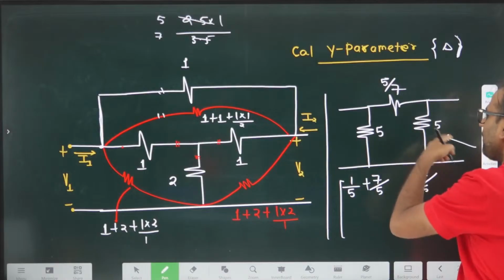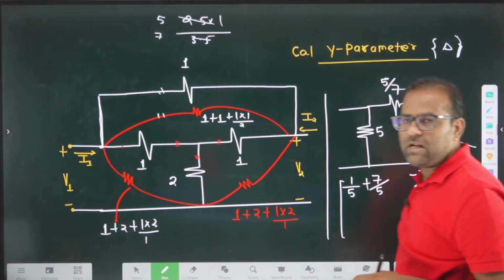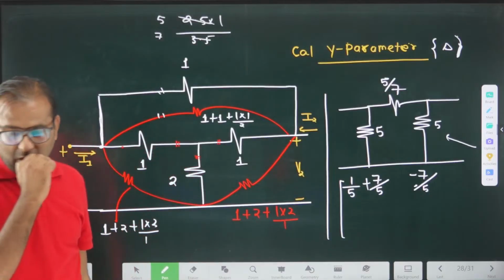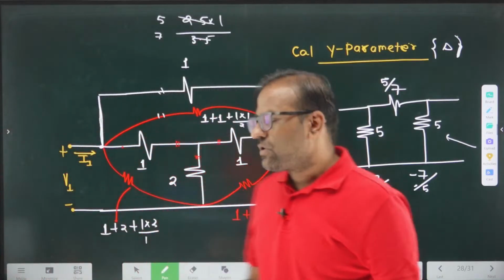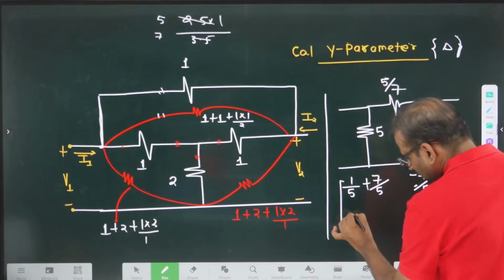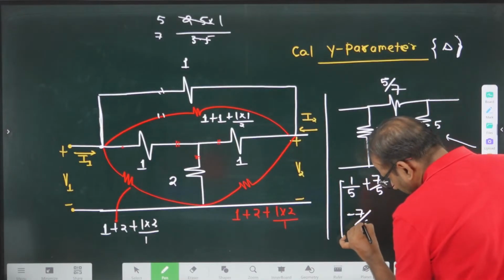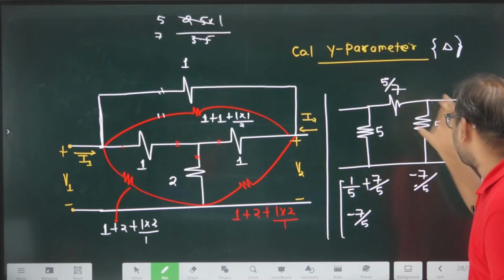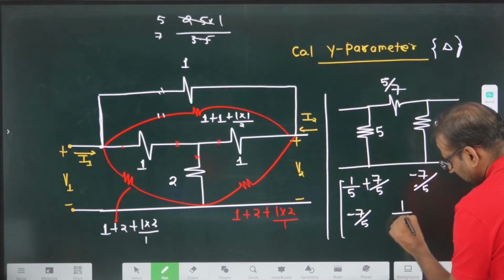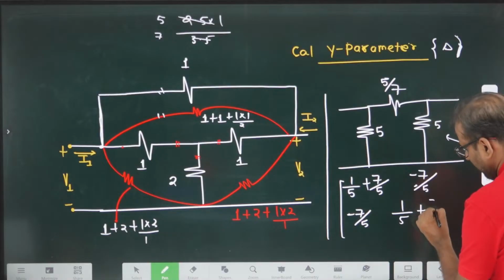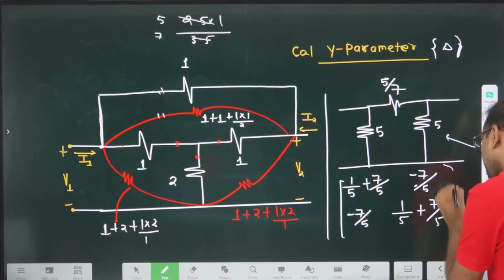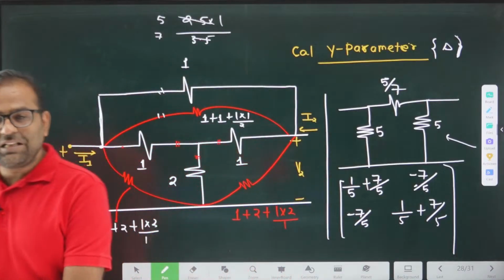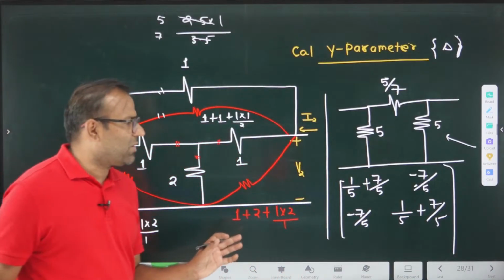What is the value of y21? As you know, resistive networks are always symmetrical and always reciprocal in nature. So if this value is minus 7 by 5, this value is also minus 7 by 5. And y22 is the summation of these two things. So this value is 1 by 5 plus 7 by 5. You can say this network is reciprocal as well as symmetrical. So it is easy to calculate the y parameter for this network.